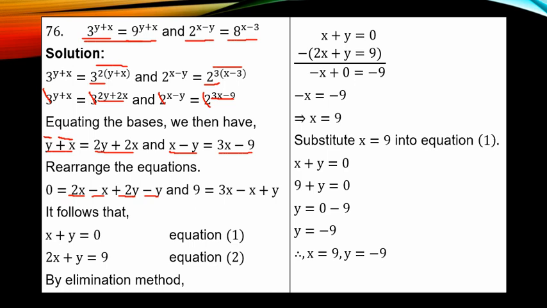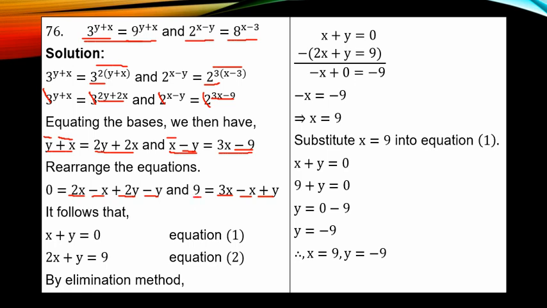Then for the other equation, we are going to transfer s minus y to the right hand side and transfer minus 9 to the left hand side. So we are going to have 3s here. If you transfer plus s, it becomes minus s. You transfer minus y, it becomes plus y. And you transfer minus 9 to the left hand side, you have plus 9.